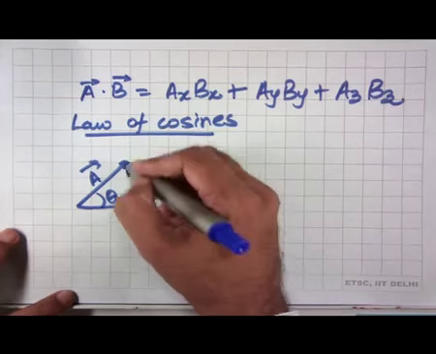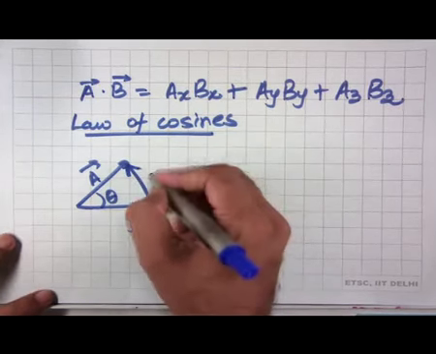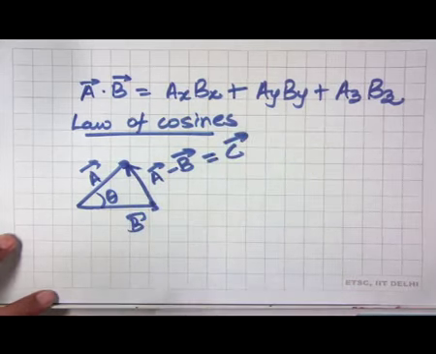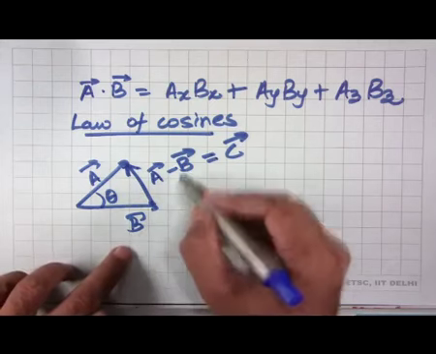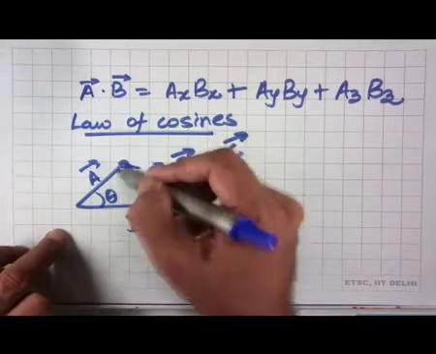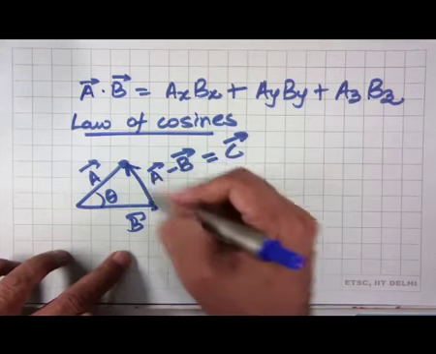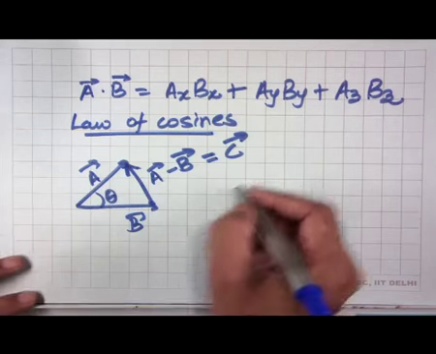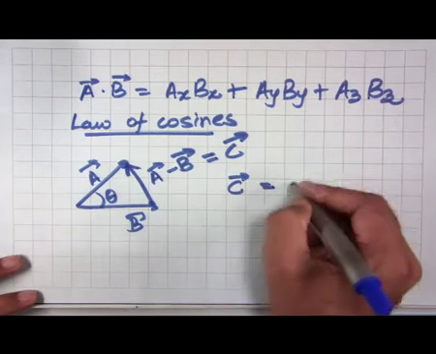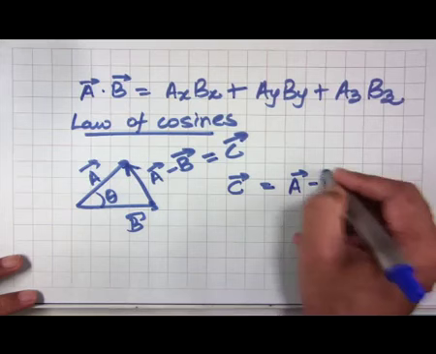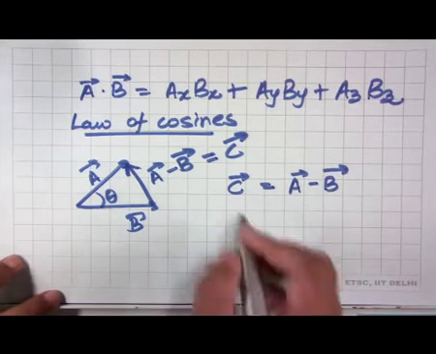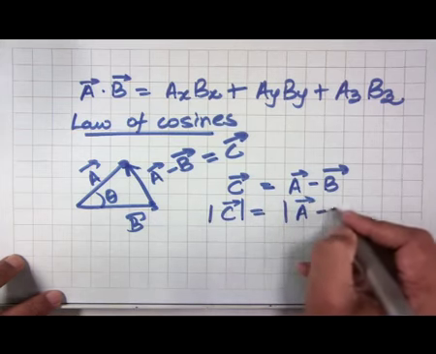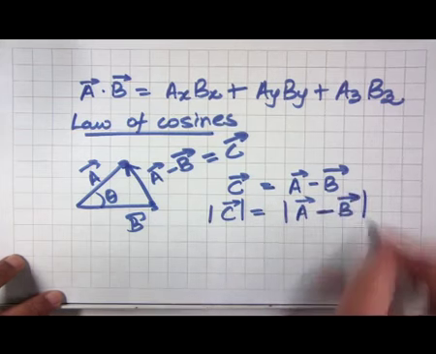If I now plot this one, this vector is nothing but vector A minus B, and let us call it C, because when I add B to this vector I get the third side of the triangle, which gives me A. So, this vector which I have called C, the third vector, is A minus B. Clearly we can write vector C is equal to vector A minus B, and in terms of magnitude, magnitude of C is equal to magnitude of A minus B.